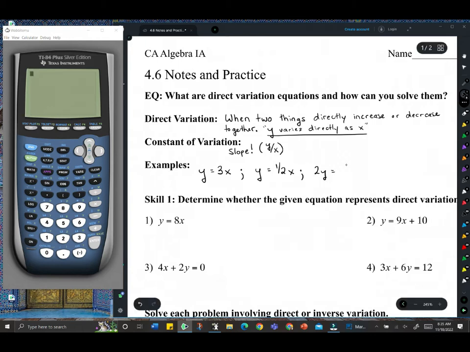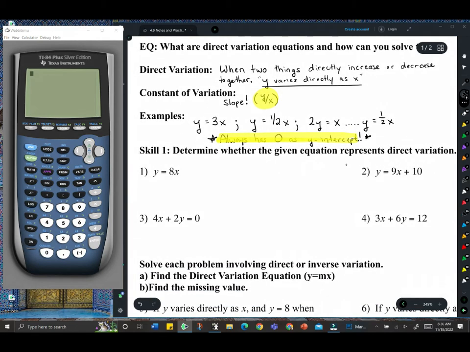Something like 2y equals x. This is direct variation because if you solve it, it's actually just y equals 1/2 x. That is still direct variation. The key thing, if you notice, they always have a y-intercept of 0. So highlight that little snippet, 0 as a y-intercept. And it's also good to remember that the constant of variation is y over x for direct variation.